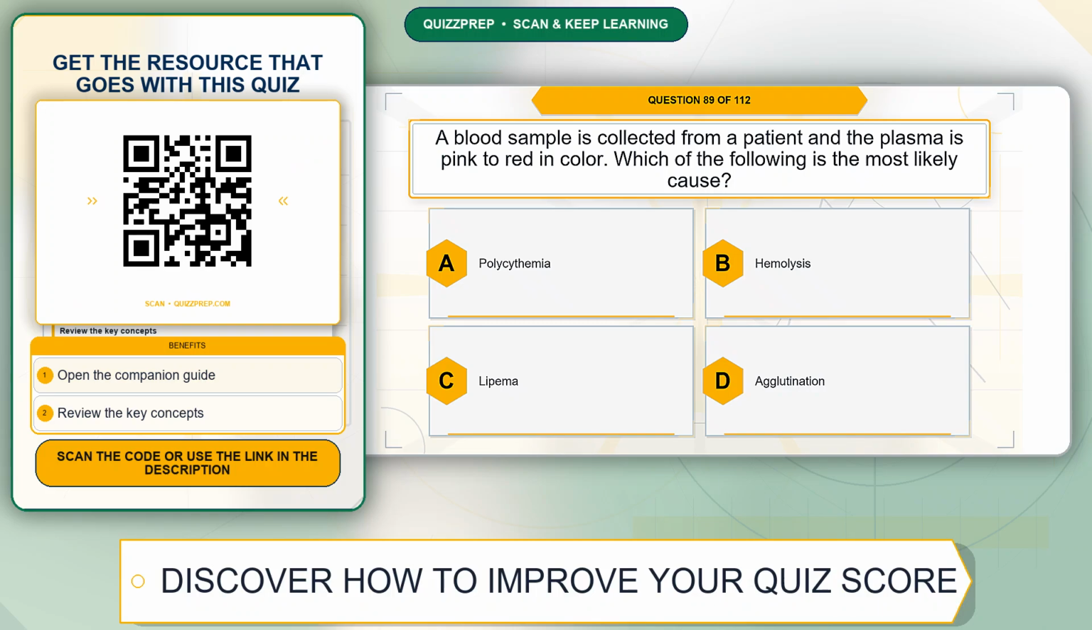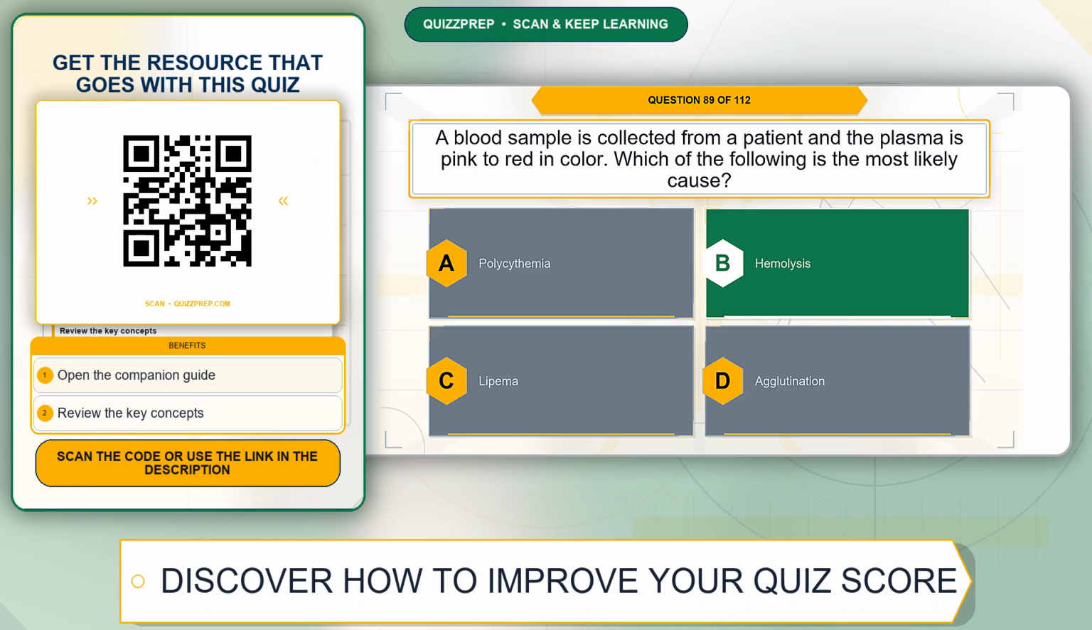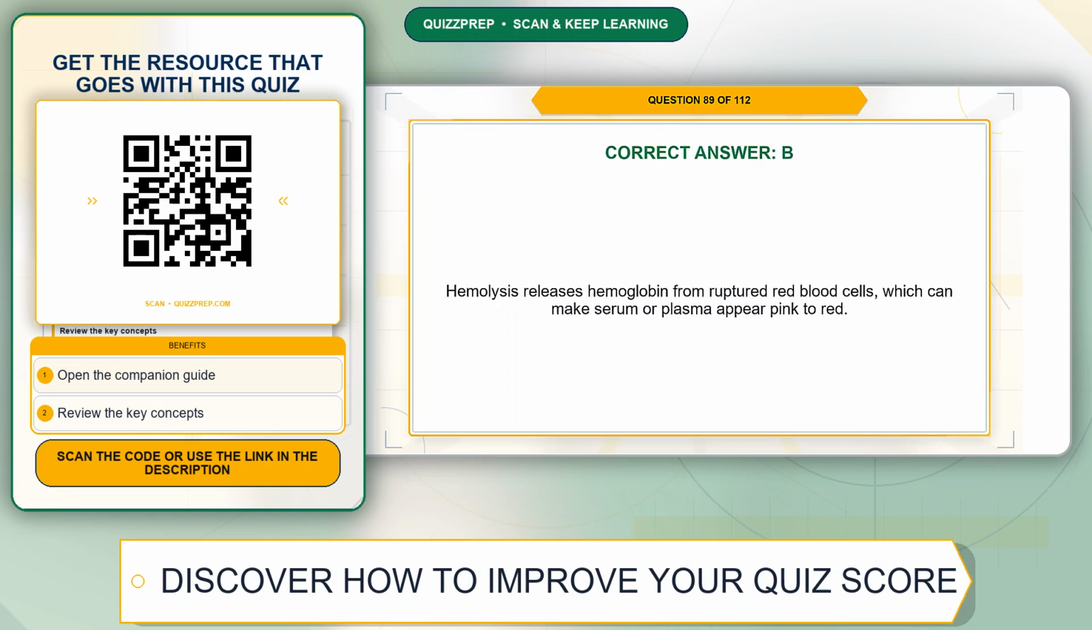Question 89. A blood sample is collected from a patient and the plasma is pink to red in color. Which of the following is the most likely cause? Option A, polycythemia. Option B, hemolysis. Option C, lipema. Option D, agglutination. The correct answer is option B, hemolysis. Explanation. Hemolysis releases hemoglobin from ruptured red blood cells, which can make serum or plasma appear pink to red. Question 90.